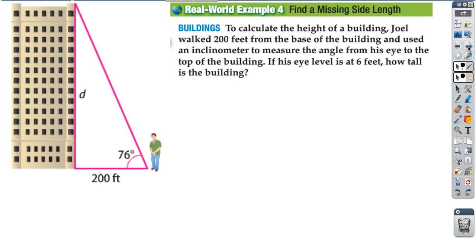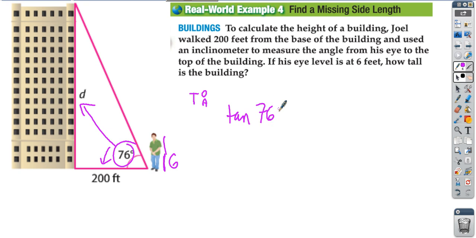Okay, here are some word problems. Word problems are obviously the ones that you tend to use the most. So it says to calculate the height of a building, Joe will walk 200 feet from the base and use an inclinometer that kind of measures your eye angle. If his eye level is 6 feet, so he's like 6 feet off the ground here. That's 6 feet. How tall is the building? Okay, so 76 degrees, they're giving us opposite and they're giving us adjacent. So that means tangent, which means opposite over adjacent.